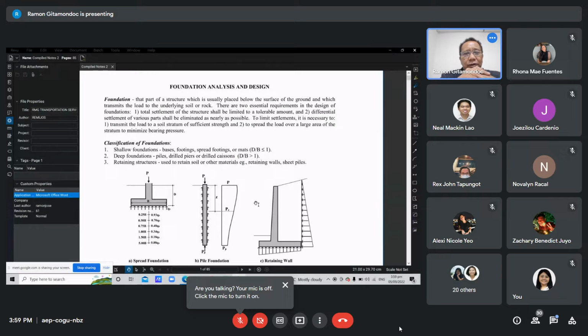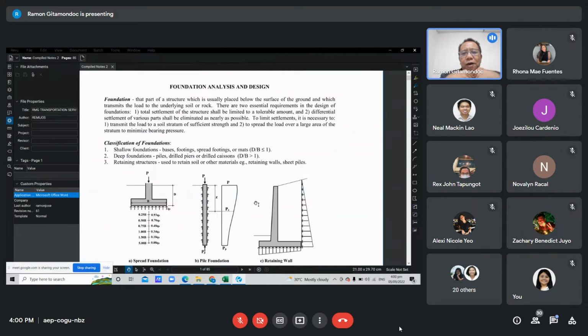So, between ining duha, total settlement, differential settlement, ang differential settlement mas problematic, no? Because it will cause tilting sa atong structure. So kanang famous kayo nga Leaning Tower of Pisa, ni takilid ang tower, it leans, no? So kana siya, tungod na siya sa differential settlement. Dili even, no? Differential or uneven settlement. So ang differential settlement will cause stresses ngadto sa superstructure elements. So as much as possible, it should be eliminated.